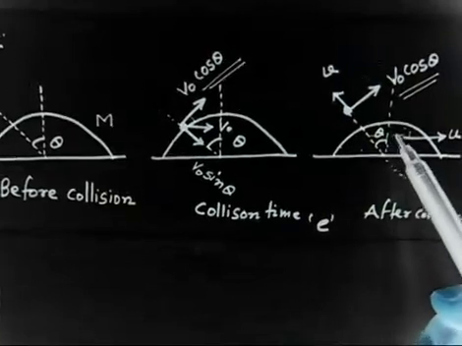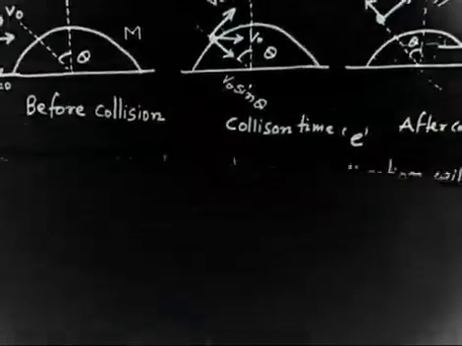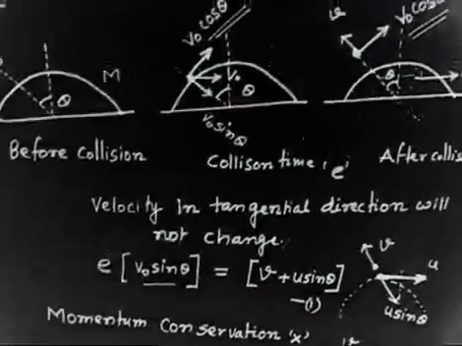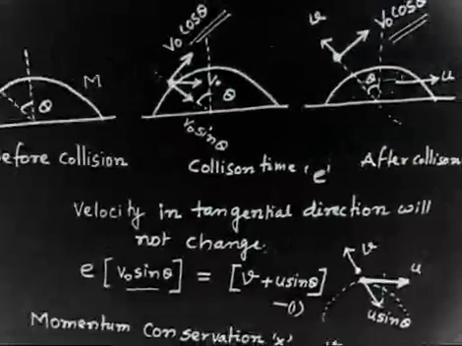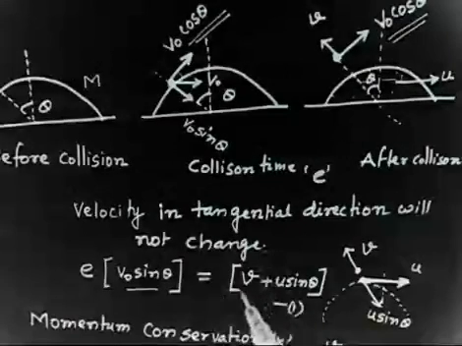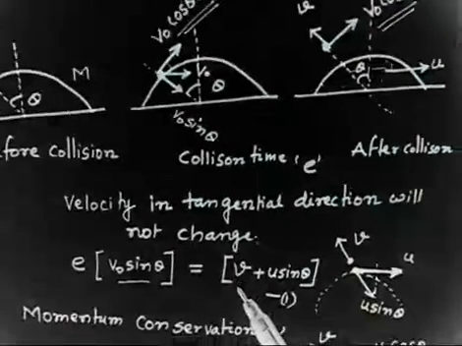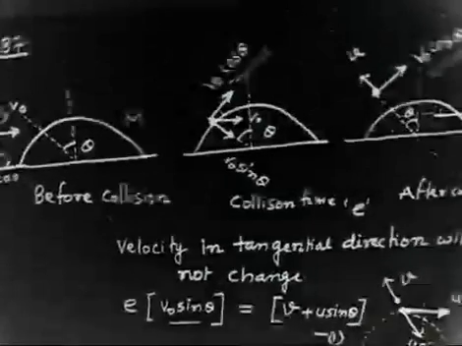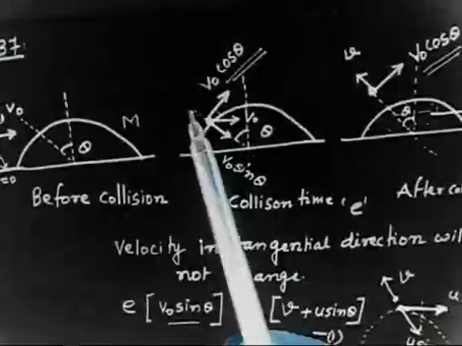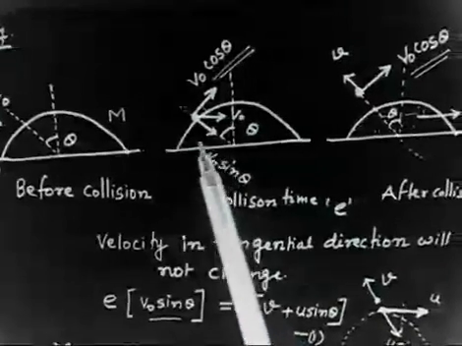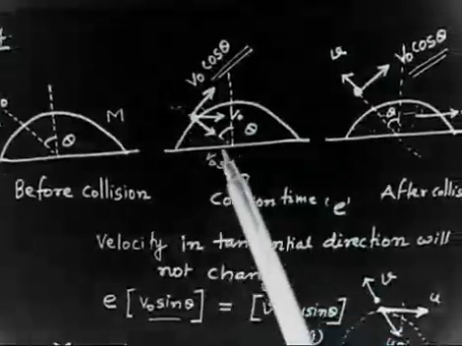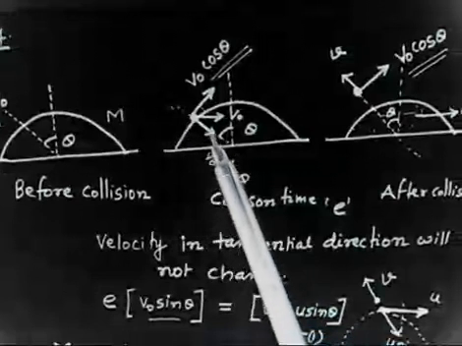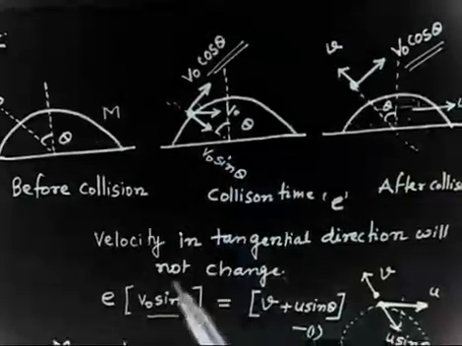So what is the velocity of separation? Let us write it one by one, and we will go slow. The velocity in the tangential direction will not change, as we have already said. Now write the equation for the coefficient of restitution. What is the initial velocity of approach? This mass is coming in, so I have to write the equation in the perpendicular or radial direction. In the radial direction, it is coming with v naught sine theta. So the approach is v naught sine theta.